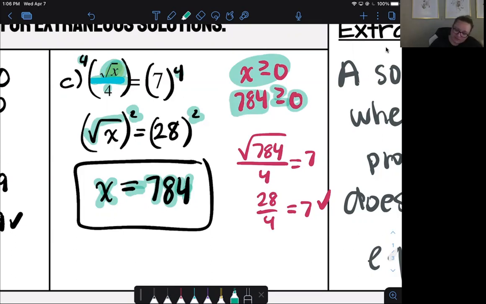Then I plugged it back in just to double check. The square root of 784 is 28, and 28 divided by 4 is 7. So that checks out.